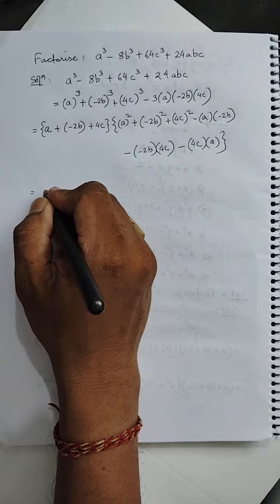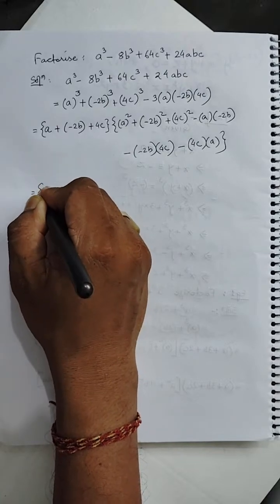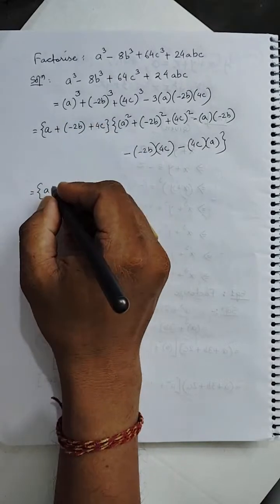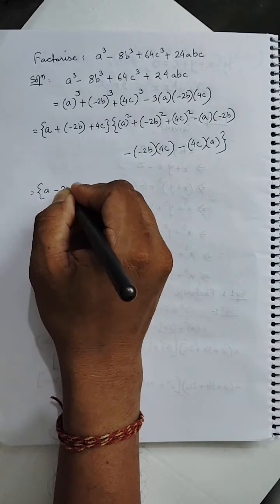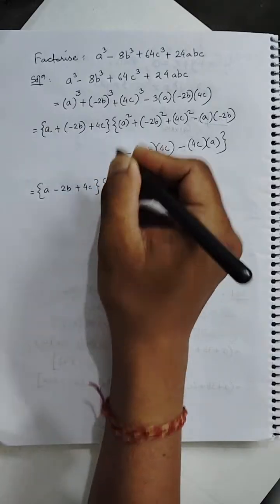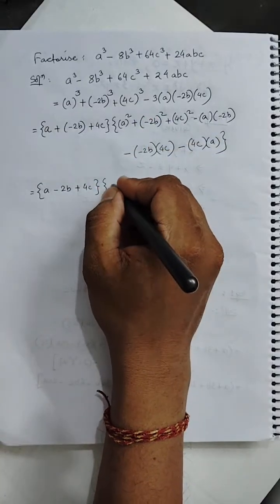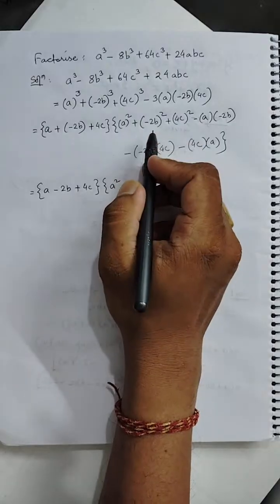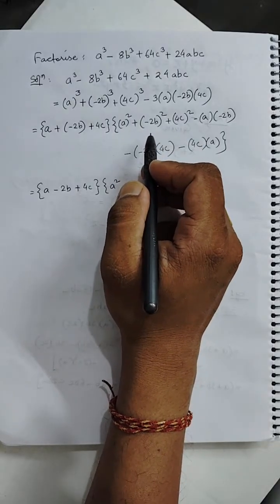So this will be a positive and negative when multiplied is negative, so this is minus 2b and plus 4c. So a square, a whole square is a square. Acha, square of negative is always positive.